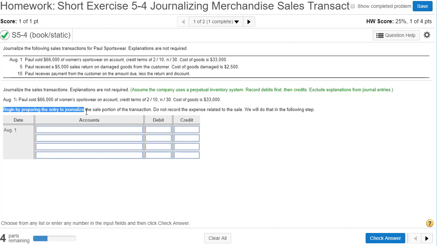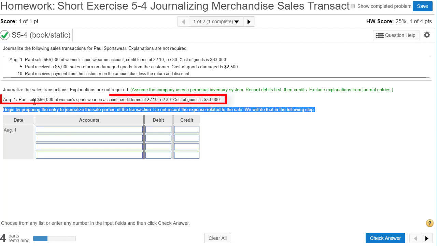Begin by preparing the entry to journalize the sale portion of the transaction. Do not record the expense related to the sale. We will do that in the following steps. So remember, any time we're selling inventory, we're going to have two transactions. The first transaction shows the sales revenue, and the second transaction will show the cost of goods sold and the inventory. So August 1st, Paul sold $66,000 of women's sportswear on account.